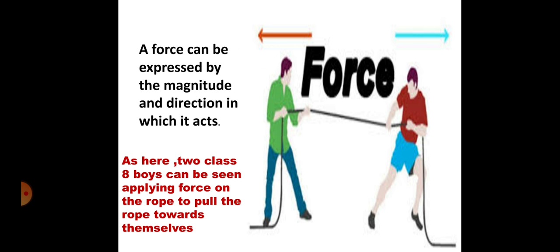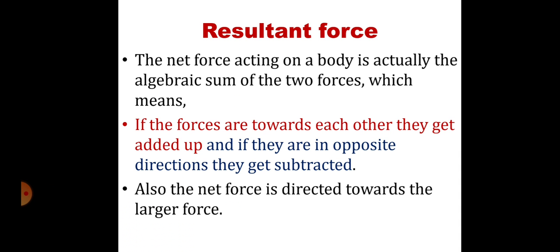You see here two class 8 boys are trying to pull a rope towards themselves in either direction. Whichever boy applies more force, the rope will go towards him and he will win. Thus, the resultant force can be termed as the net force acting on a body. It is actually the algebraic sum of the two forces, which means if the forces are towards each other, they get added up, and if the forces are in the opposite direction, they get subtracted. Also, the net force is directed towards the larger force.